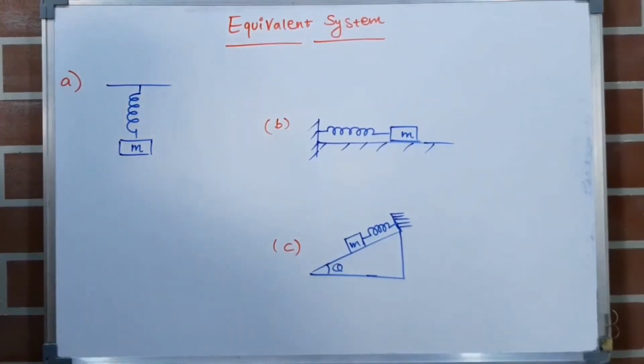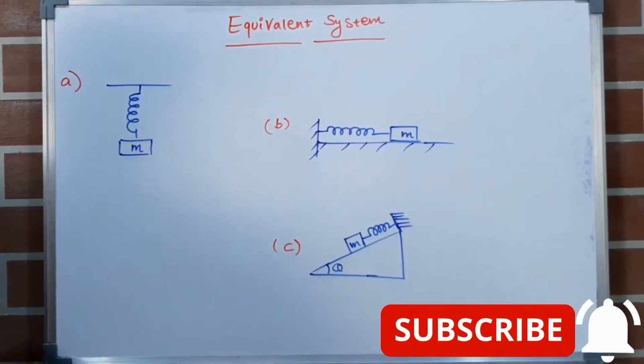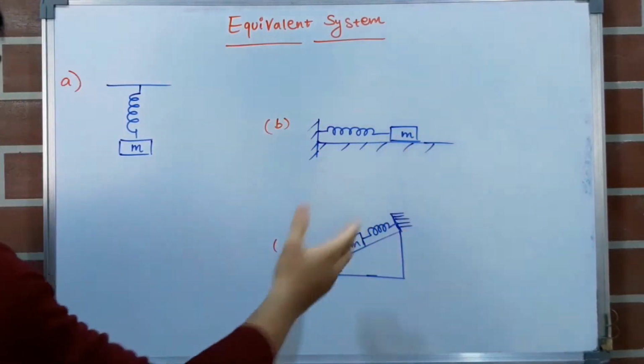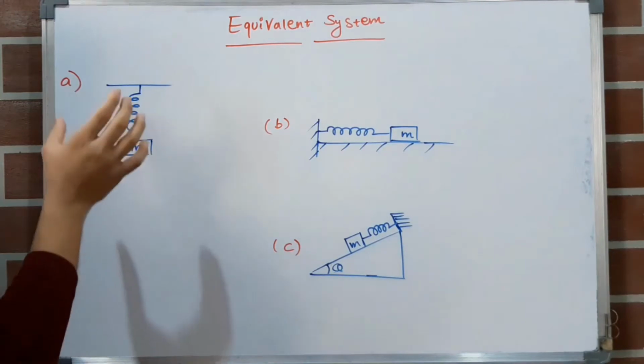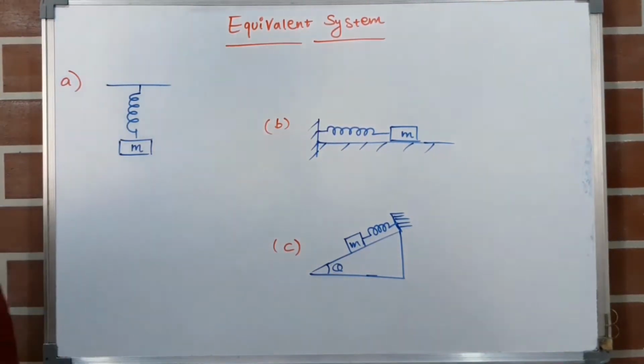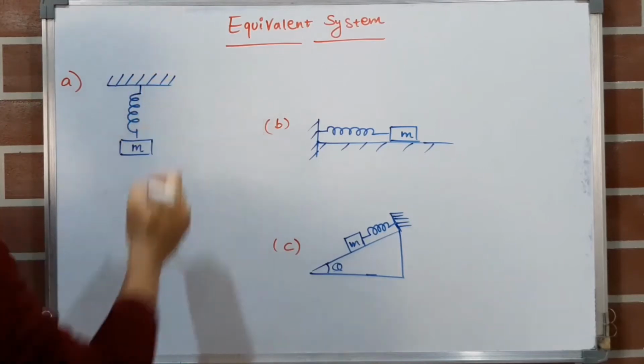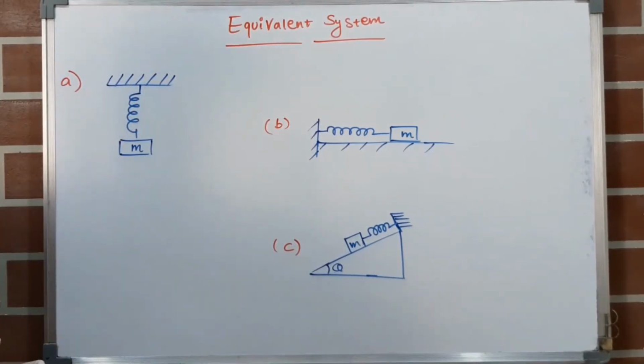So first we will start with equivalent system. These are the spring mass systems which are arranged in different ways. First it is held vertical, then it is held horizontal, now it is kept on an inclined plane. So first we will see the case of vertical. A spring mass is held vertically.